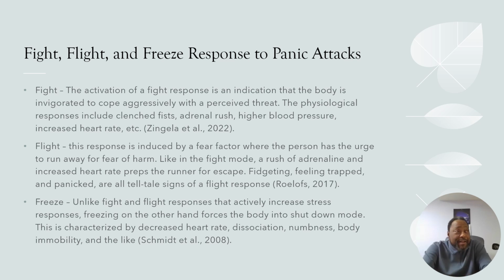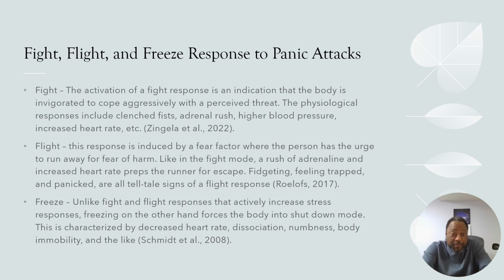The next subtopic will be the fight, flight, and freeze response to panic attacks. In terms of the fight response, the activation of a fight response is an indication that the body is invigorated to cope aggressively with a perceived threat. The physiological responses might include a clenched fist, adrenal rush, high blood pressure, increased heart rate, and the like. That's for the fight response.